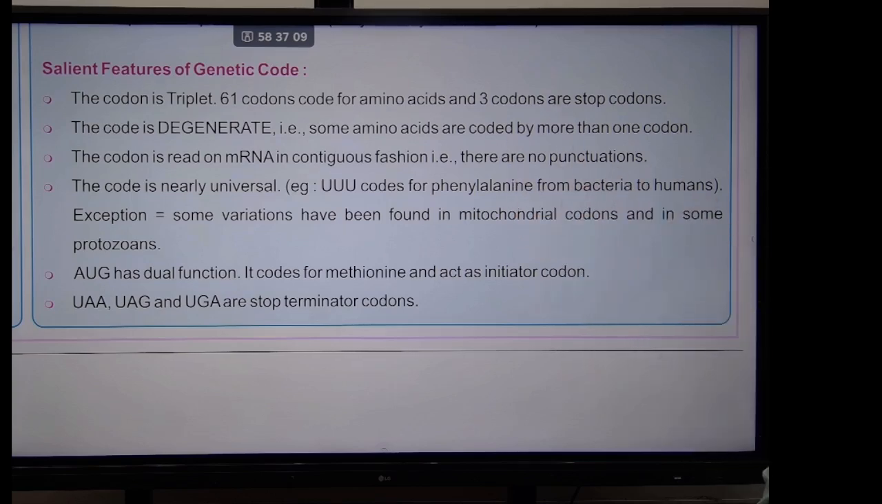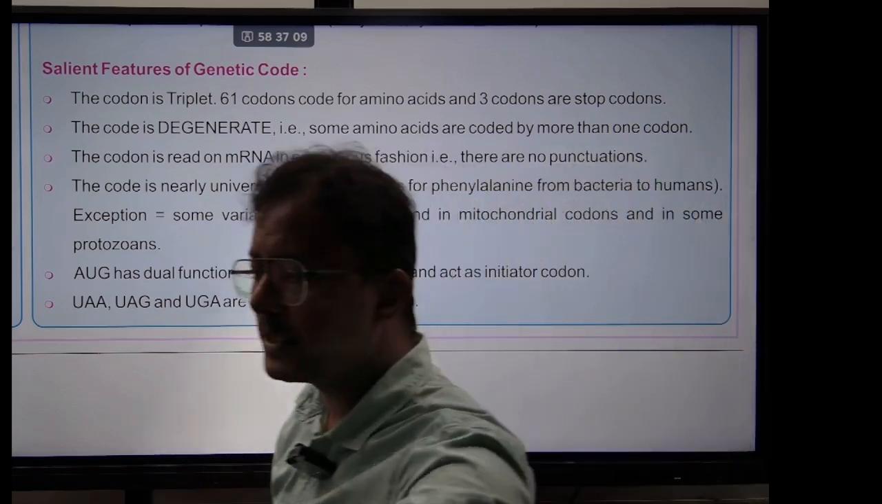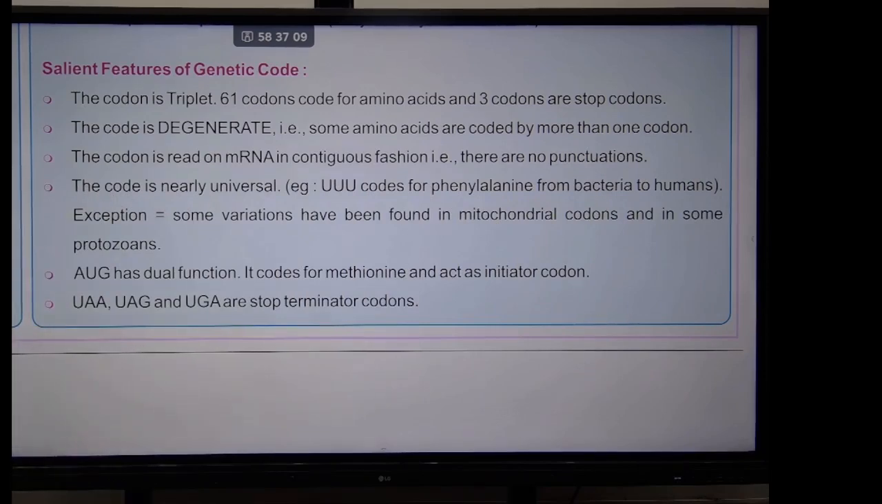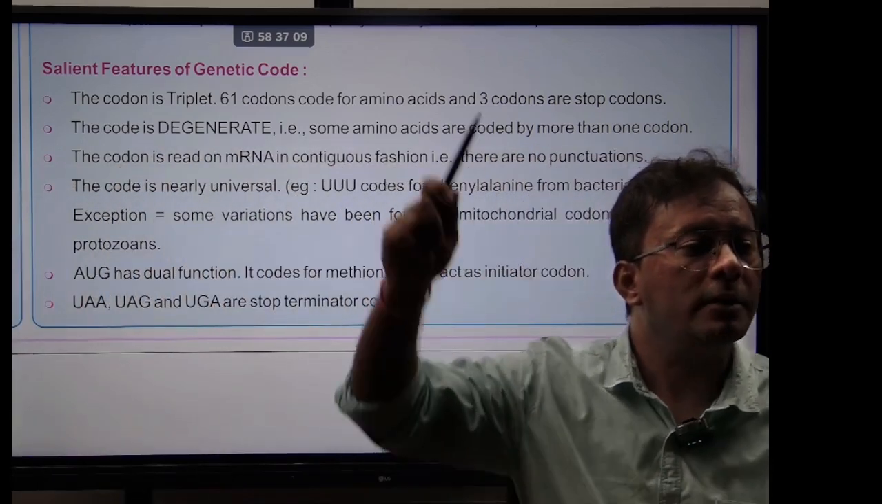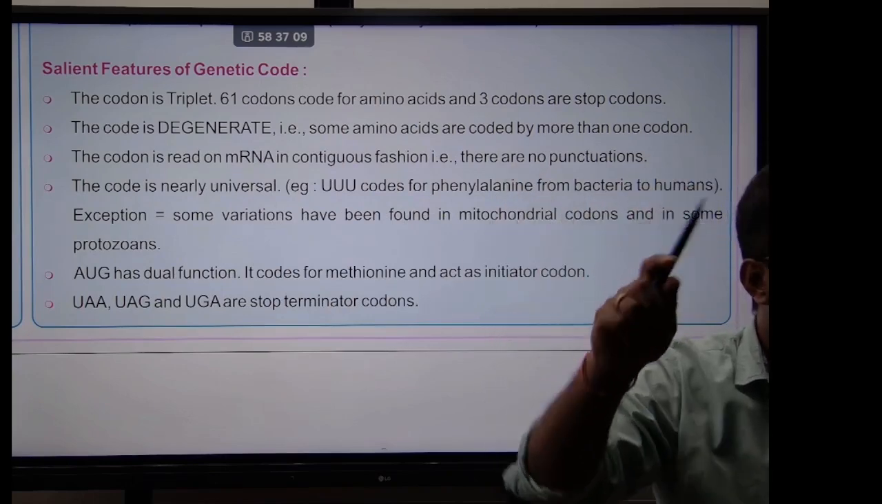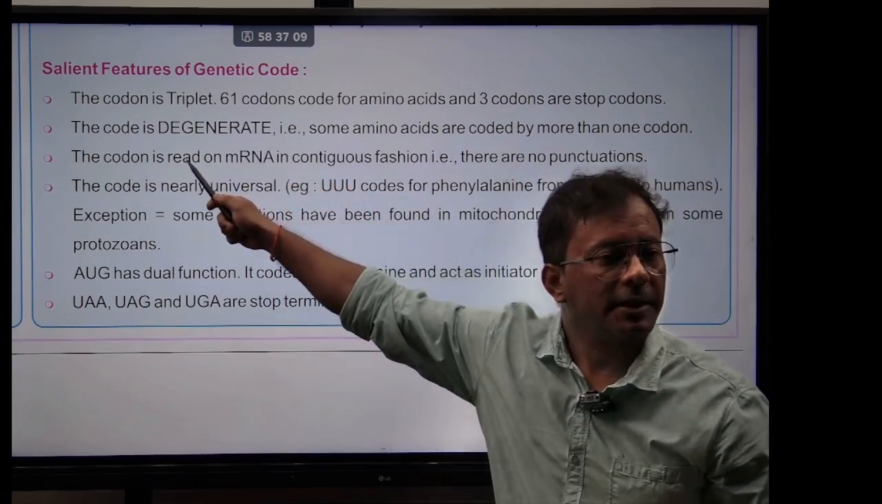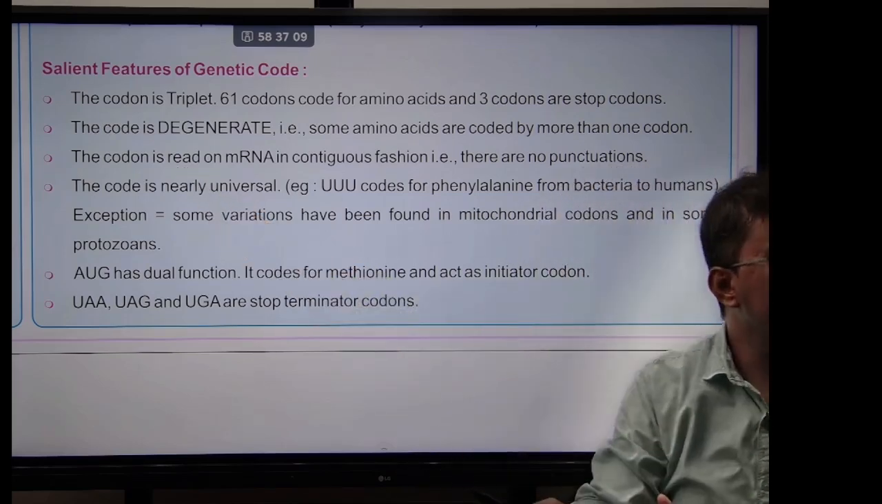What are the stop codons? Check the textbook. Right, UAA, UGA and UAG. These are the stop codons. The code is degenerate, meaning some amino acids are coded by more than one codon. So we have 61 codons, but how many amino acids are there? 20. That means some amino acids are coded by more than one triplet. That particular feature is called the degeneracy of the genetic code.